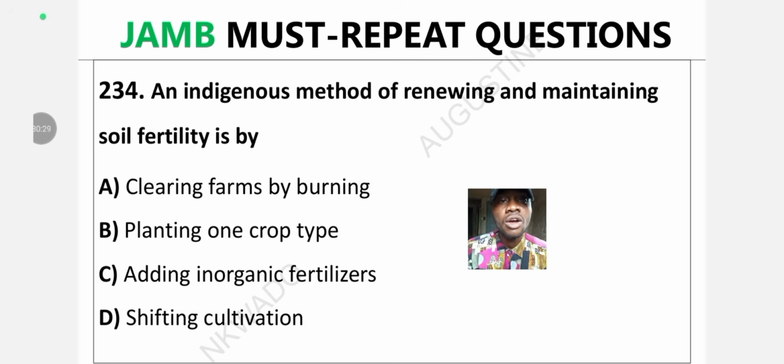It's very easy. Question 234. An indigenous method of renewing and maintaining soil fertility is by what? A. Clearing farms by burning. B. Planting one crop type. C. Adding inorganic fertilizers. D. Shifting cultivation. What's the answer? This is so easy. Don't disgrace me. We just discussed this now. Give me the answer in the comment section, my scholar.